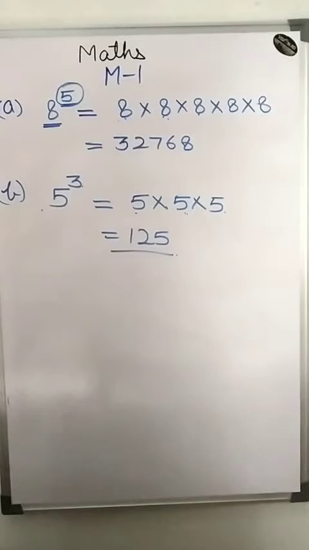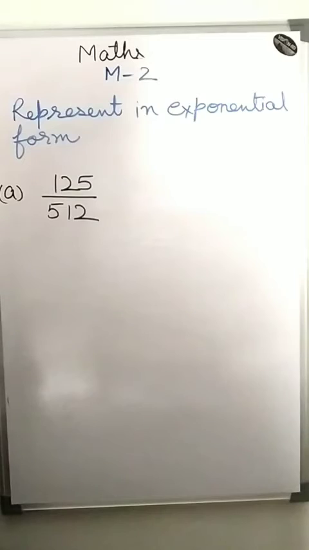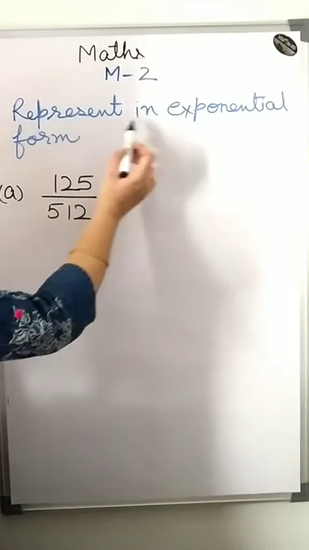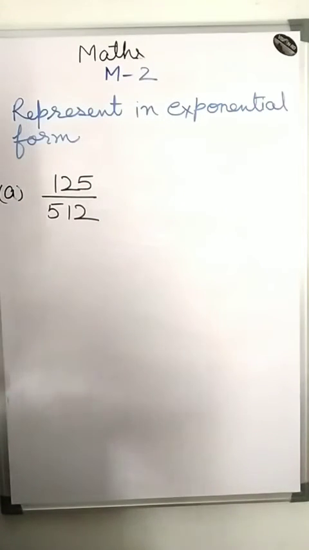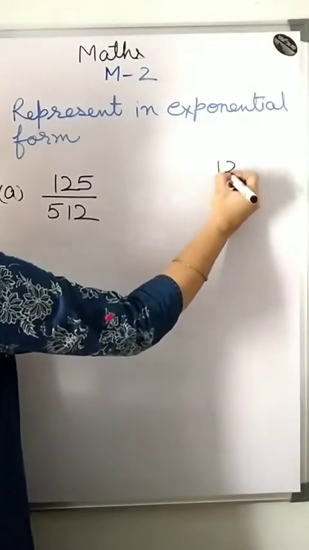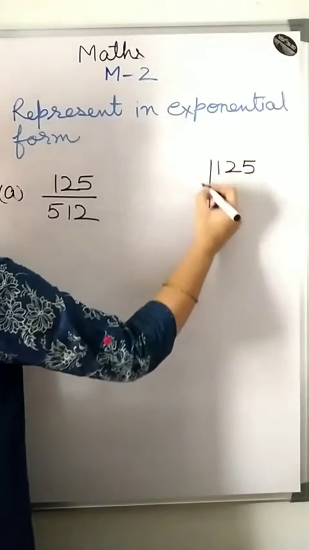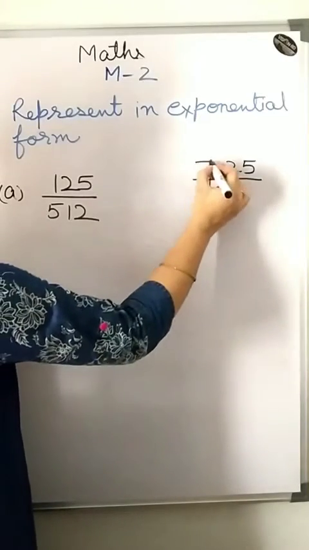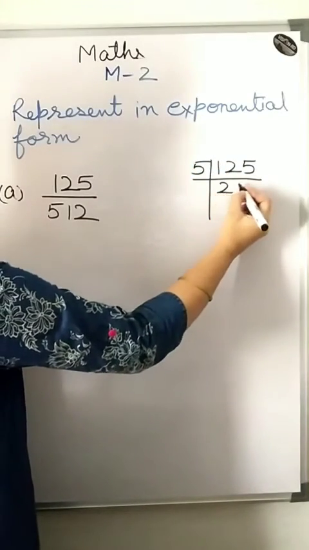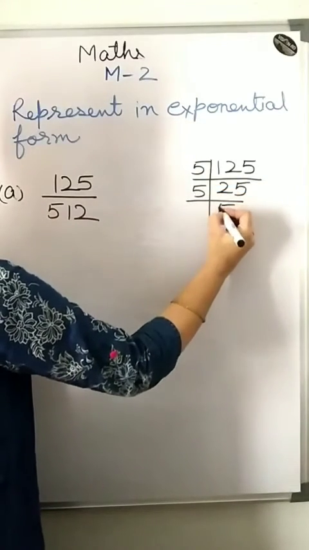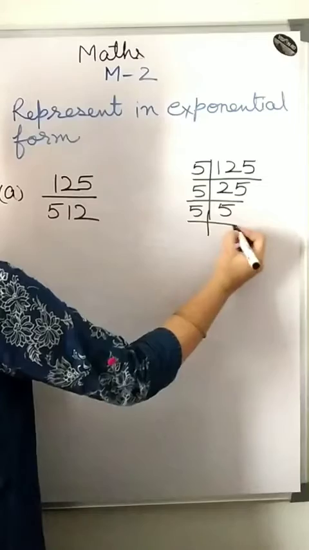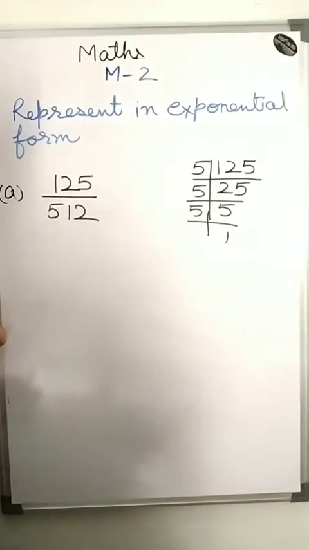Okay. Now come to the next module. Module number 2. In this module you have to represent in exponential form. What we do here is find the factors. 125, we can divide it by 5. 5 twos are 10, and 5 fives are 25, then again 5, 5, 5. That means 5 to the power 3.